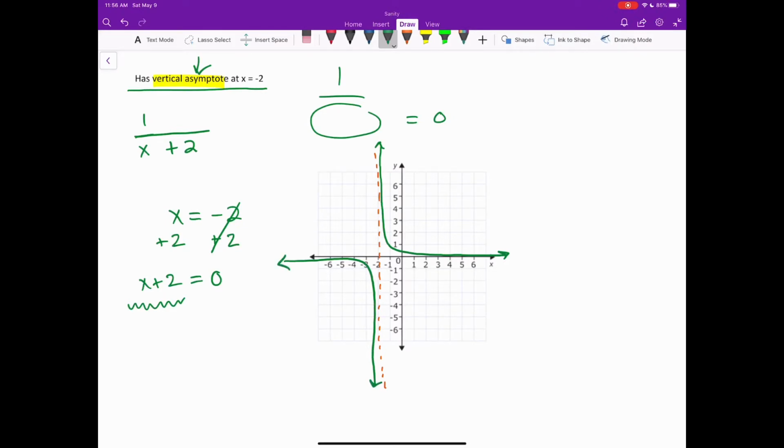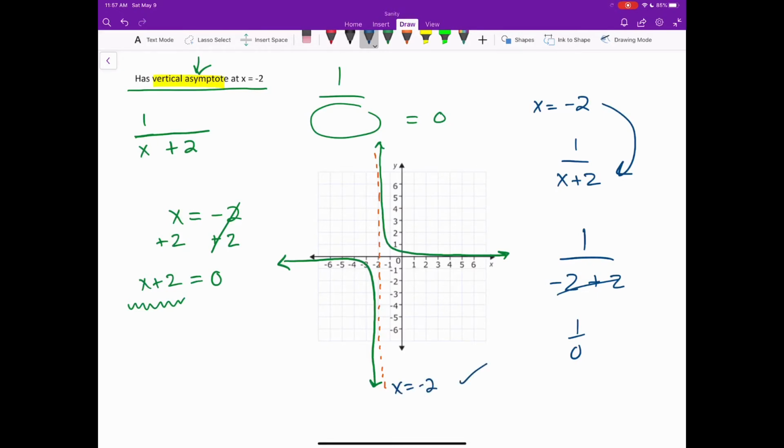And if you wanted to check, right, we could plug that value of x equals -2 into my function. If this is my function that we decided on, if I plug x equals -2 into here, I would get 1 over -2 plus 2, and that would just cancel out and be 0. 1 over 0. Again, can you divide by 0? No. That's why we have that vertical asymptote at x equals -2, so that checks out.